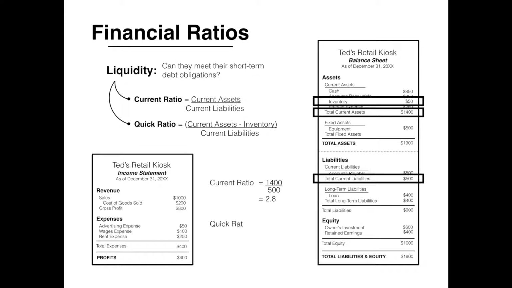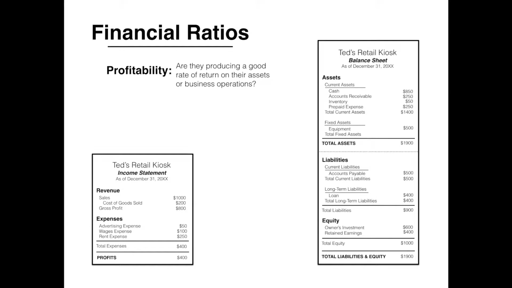The quick ratio is current assets minus inventory over current liabilities. This ratio serves the same function as current ratio, however, it excludes inventory, which sometimes requires a longer duration to be converted into cash. Over to profitability.